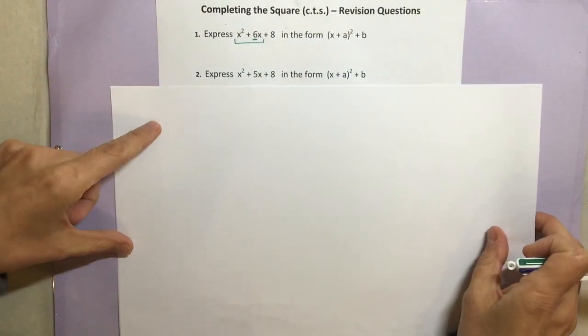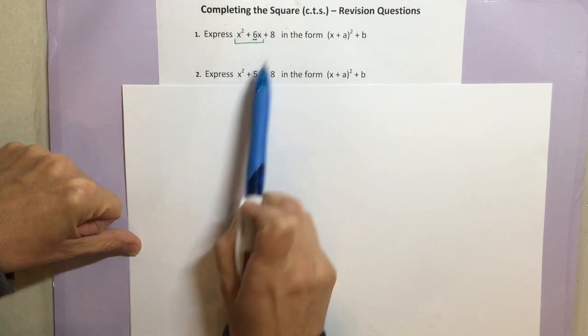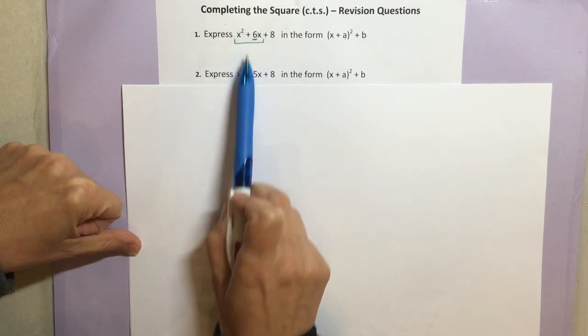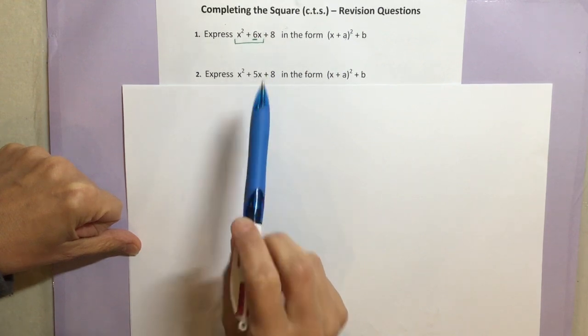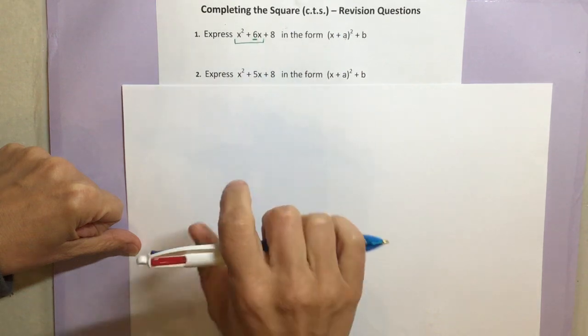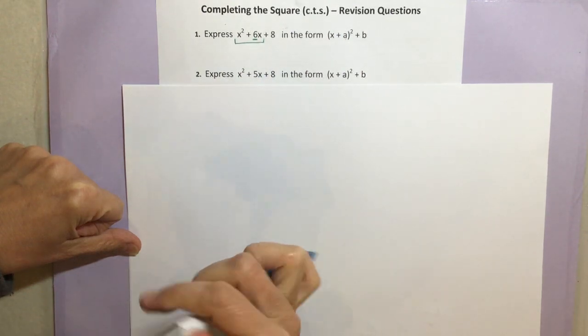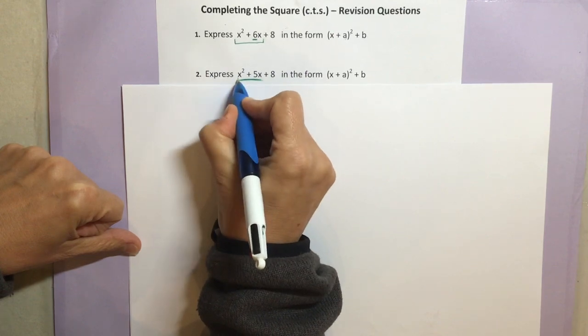So question 2, same sort of idea, and this one looks really similar, doesn't it? Instead of the 6x, we've just got 5x. This one's actually quite a bit more difficult, because the coefficient of x now is not a nice even number, but we still need to halve it.